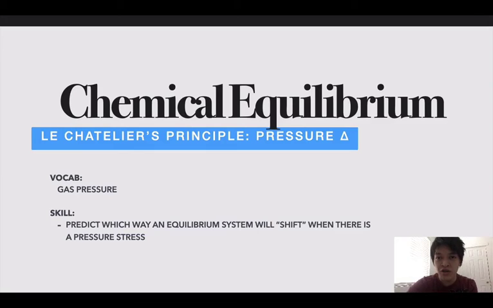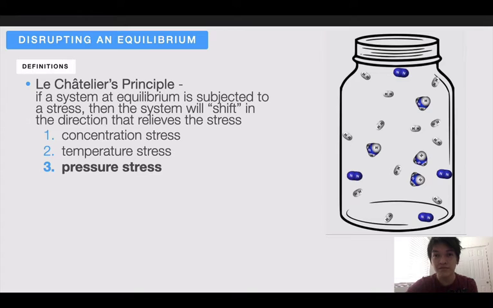This is the last video on Le Chatelier's principle. We'll be able to predict which way an equilibrium system will shift when there is a pressure stress. Again, we should know that Le Chatelier's principle is an idea where if a system at equilibrium is subjected to a stress, then the system will shift in a direction that relieves the stress.